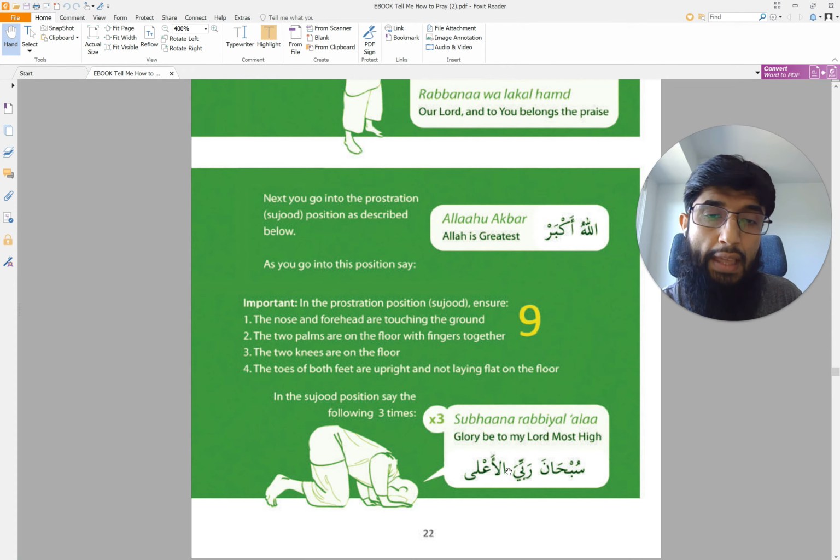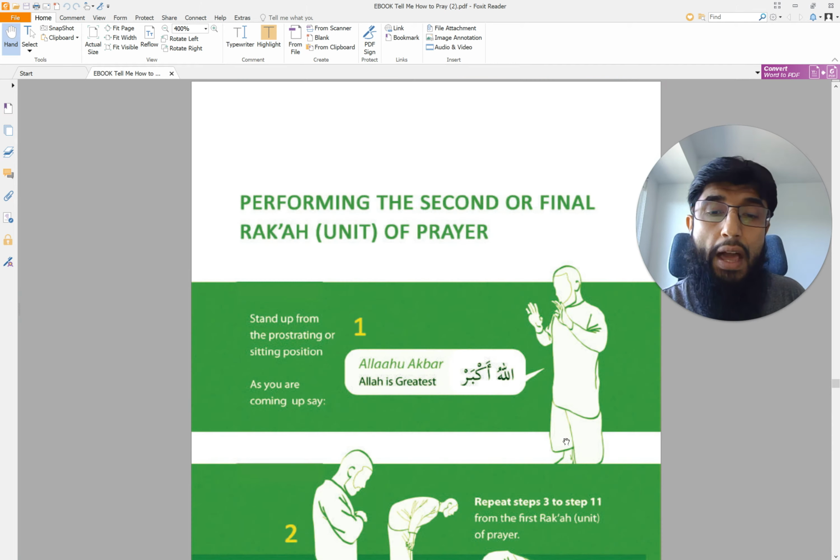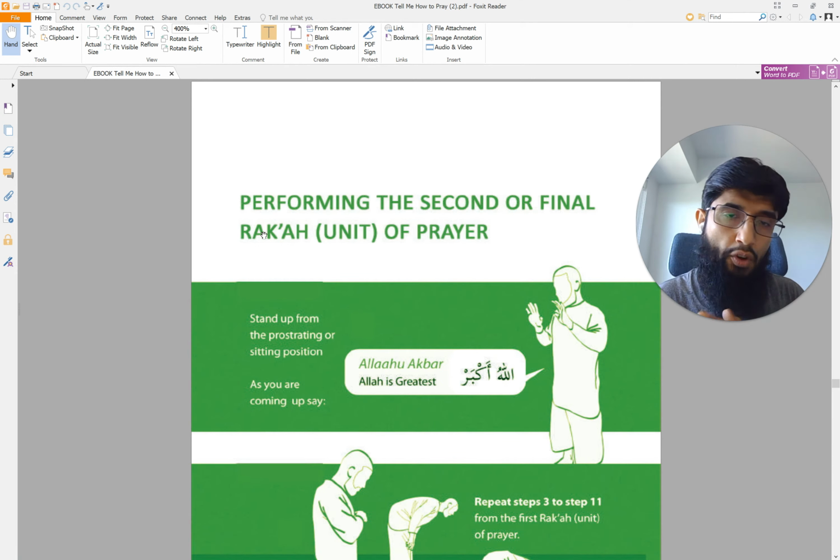Then you sit up by saying Allahu Akbar. And while you're sitting, you say this twice or thrice. We covered that. Then you say Allahu Akbar, and you go and perform your prostration again, and you say the same thing in the prostration. So now, basically what this has done is it has completed the first unit. The unit is also called Raka in Arabic. This comes from the word ruku, which is bowing. So in each unit, you have one bowing. So that's where it comes from.